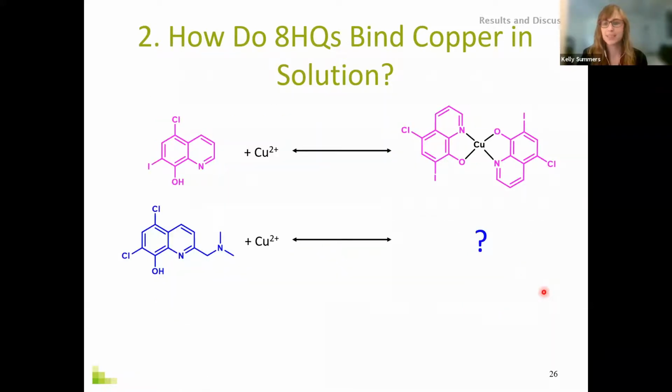Just to summarize it visually, 8-hydroxyquinolines that look like this, the more traditional, this is clioquinol, bind copper as proposed in the literature in this bis complex. So you have 2 of these 8-hydroxyquinoline moieties, with coordination through the oxygen and through the nitrogen, and this copper is effectively square planar. Actually, this whole complex is very planar or flat. PBT2, on the other hand, binds copper in an unknown way.